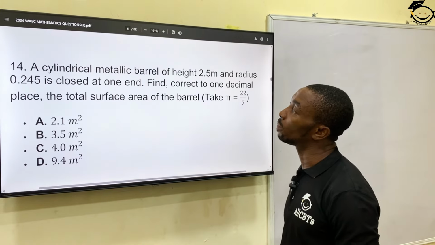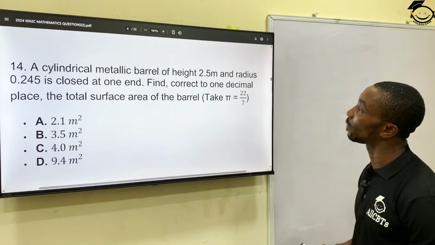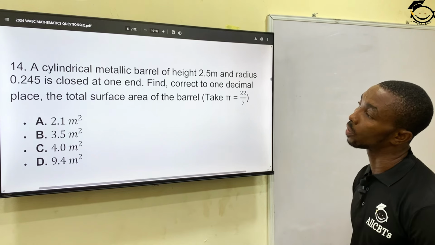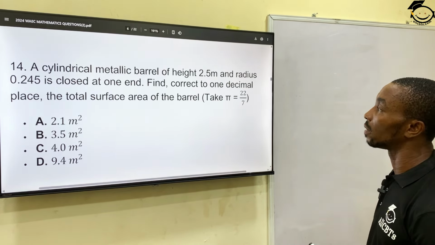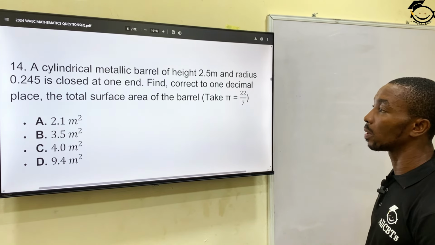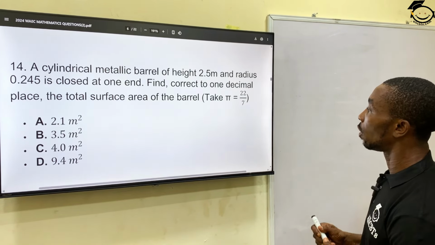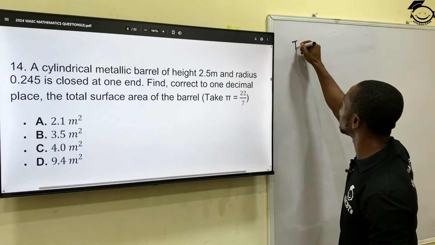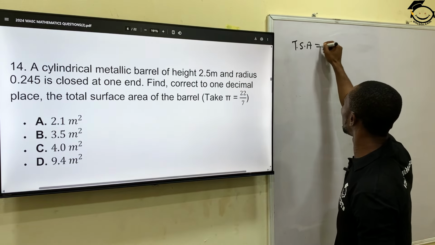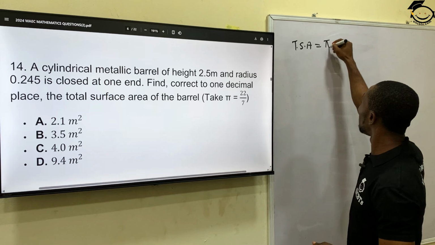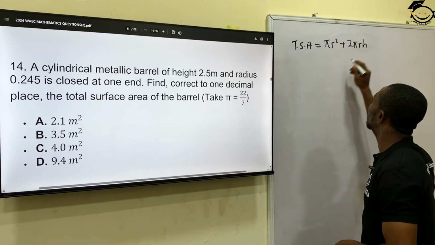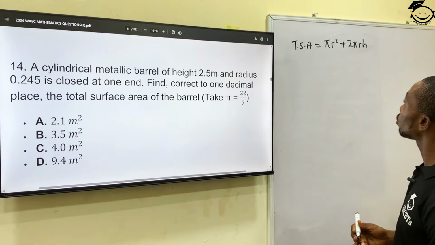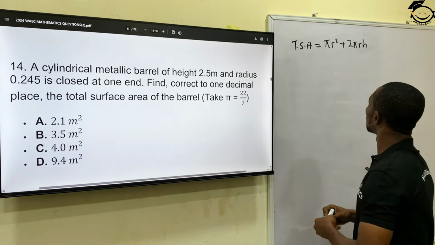A cylindrical metal barrel of height 2.5 m and radius 0.245 is closed at one end. Find, correct to one decimal place, the total surface area of the barrel. Now we know that our TSA, which is the total surface area of a cylinder, is pi r squared plus 2 pi r h, since it's closed at one end.